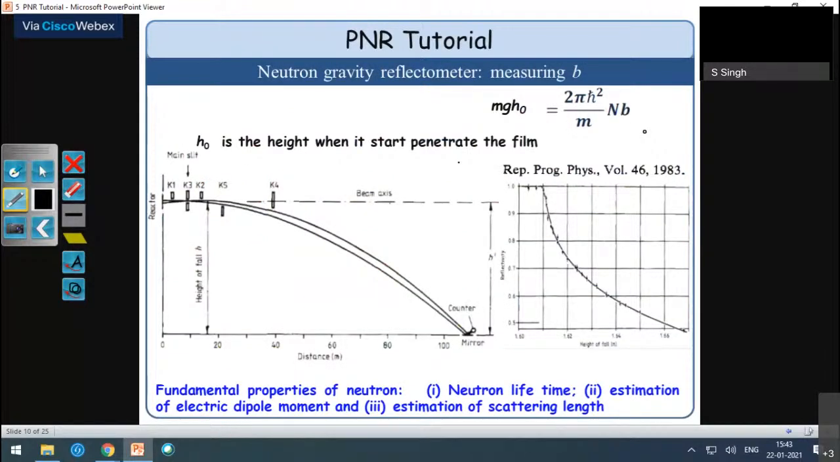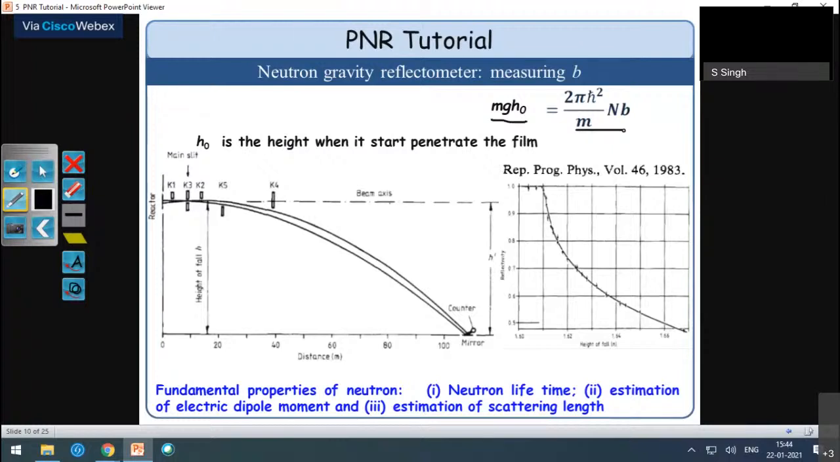One of the basic properties I mentioned is comparing the gravitational potential for the neutron and the potential in the material. If you use that property, one can get the B value, the scattering length of the materials. So this was the early experiment people have done. They designed a neutron reflectometer, called a neutron gravity reflectometer, just for measuring the B value of different materials.